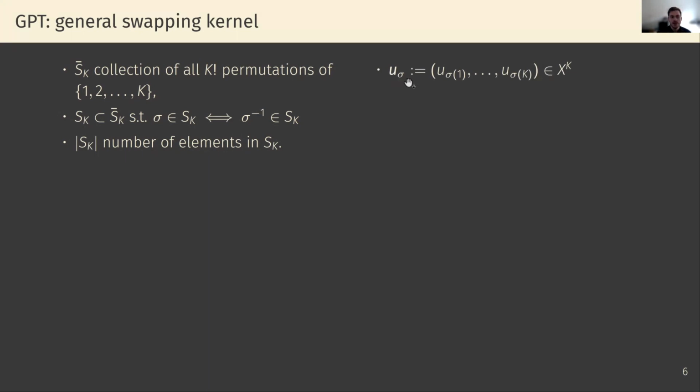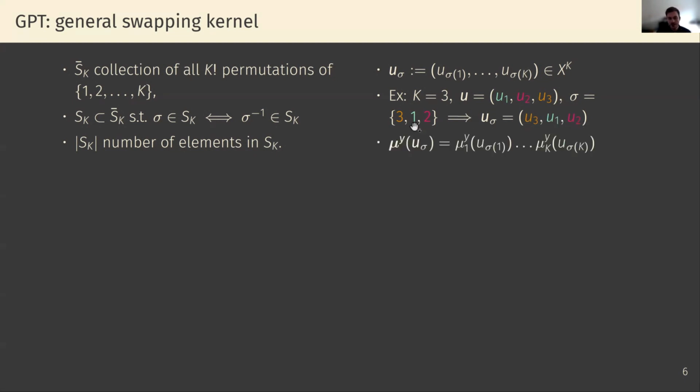We denote the cardinality of S_K by this number with bars. We define the swap state u_sigma as the state with swapped components. So for example, if I have three chains and my joint state is u1, u2, u3 before the swap, and my permutation sigma is 3, 1, 2, the one that puts the last component first, the first component second, and the second component last, my u_sigma has the form u3, u1, u2. We also define the joint posterior measure or joint posterior density mu_y evaluated at u_sigma as each component of this posterior density evaluated at the permuted state. Furthermore, we define the swapping ratio R(u, sigma) that can be understood as the probability of drawing a permutation sigma from this set of permutations S_K given a state u.